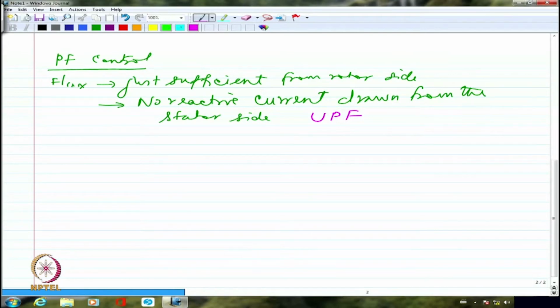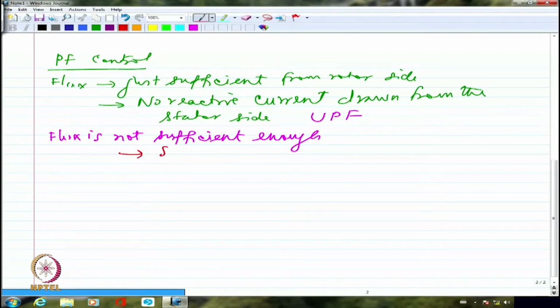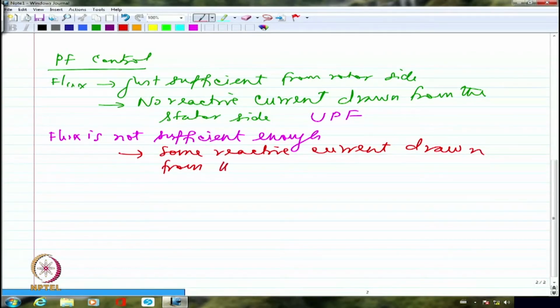Rather, if the flux is not sufficient enough, then I am going to have some reactive current drawn from the stator side to make sure that the shortfall is actually taken care of, right? In which case the stator is going to behave like an inductor. So it behaves like a lagging power factor load.